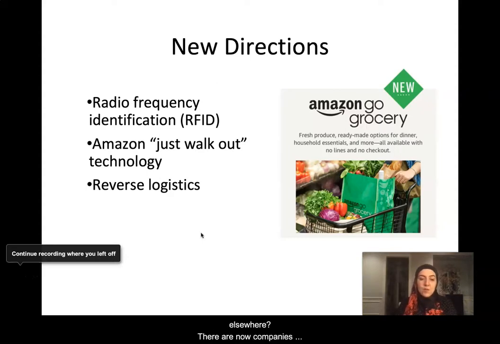There are now companies popping up that are specialized in taking goods and then taking them apart and reselling them for recycling and reuse, for example. And that is also an exciting area, especially as people become more aware of how we can be more environmental and take better care of the earth. So lots of exciting areas.